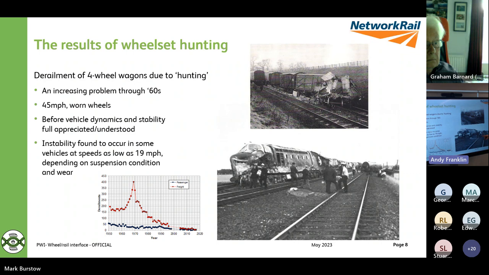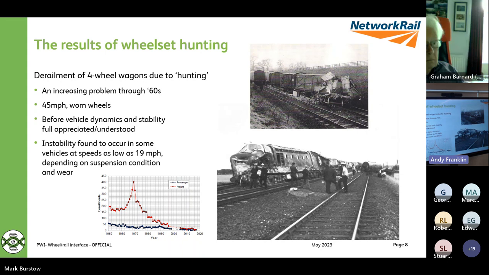And it was a bit of a mystery, and that led to more research taking place. But one of the more famous ones is this one. Anyone spot where this one is? Anybody on the venture where this one was? East Coast somewhere? Yeah, East Coast. 1968. So it was north of York, a freight train running.